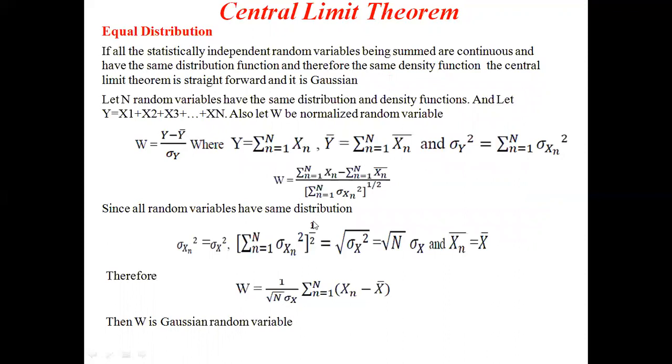When we simplify and analyze them, you get the final expression like this, which is nothing but the Gaussian distribution function. Fine. So whether it is equal distribution or unequal distribution, if we add the random variables, finally it takes the shape of the Gaussian.